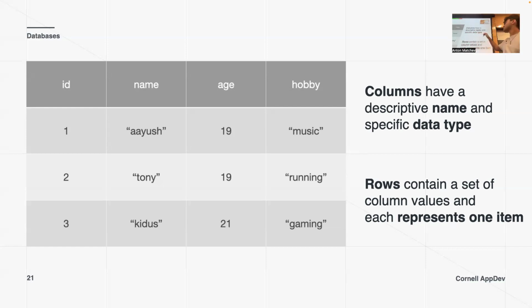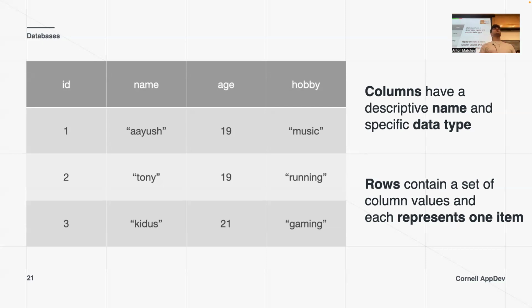And the thing to keep in mind is that each column has its own name and specific data type. So if you guys look closely at the ID column, that's just an integer. In the name column, since it's surrounded by double quotes, we know that's a string. Age, again, is also going to be an integer, and then hobby is also a string in this case.